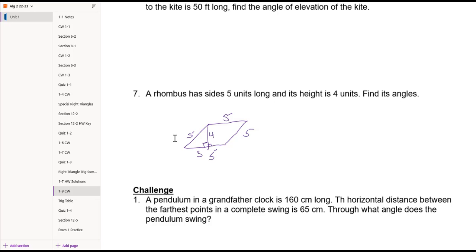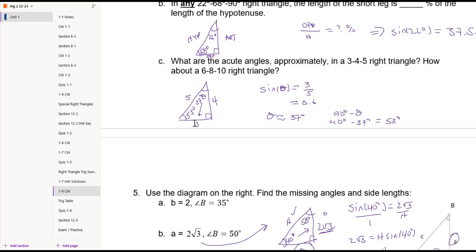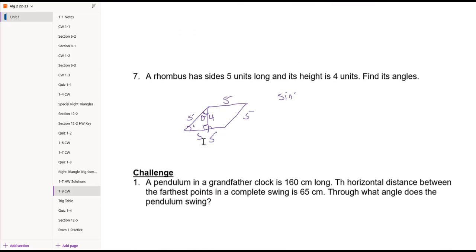And then to find this angle right here, we just use a trig function. So let's actually find this angle, because which is the smaller? So this is the smaller angle here, isn't it? Because it's across from the 3. So let's find this angle here, the sine of that angle. Actually, we know the angles already, don't we? 3, 4, 5 right triangle. The smaller angle is 37. The bigger angle is 53, roughly.